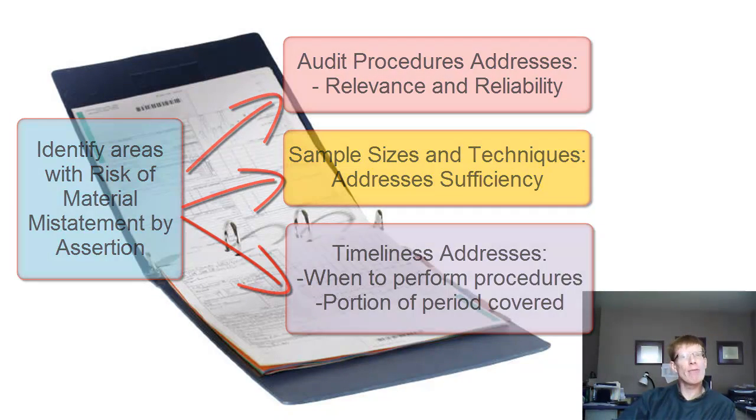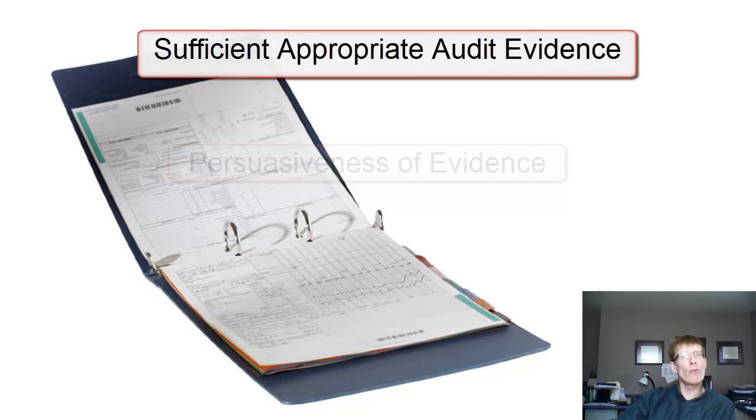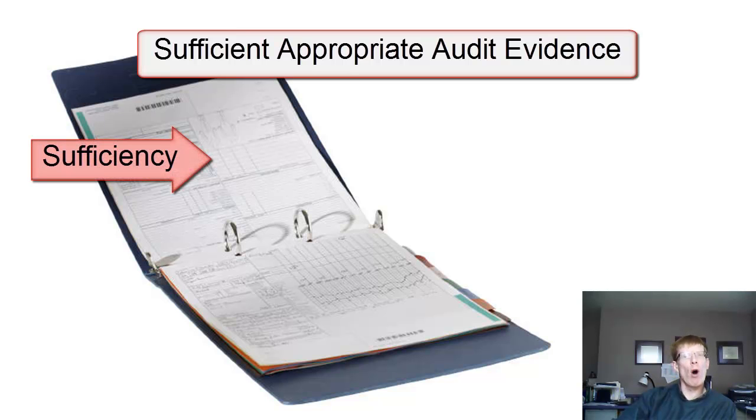Now we have a foundation upon which we can discuss the persuasiveness of evidence. GAAS requires the auditor to obtain sufficient appropriate audit evidence to support their opinion on the financial statements. Let's take a moment to better understand what this really means. Sufficiency speaks to the quantity of audit evidence gathered, and in general terms, the more evidence gathered, the more persuasive it should be, which only makes sense.